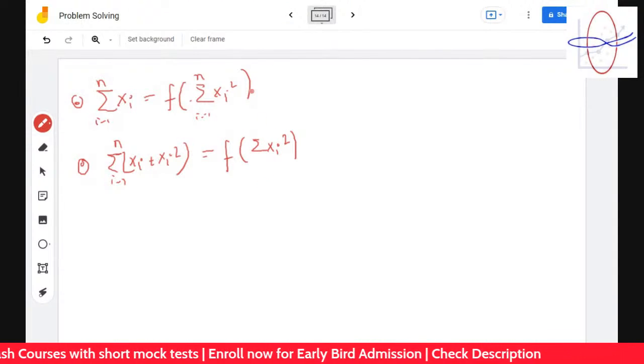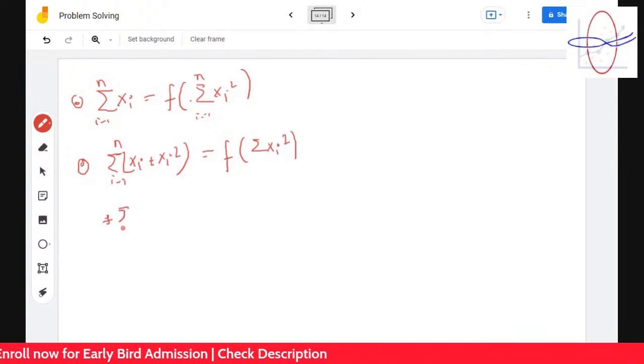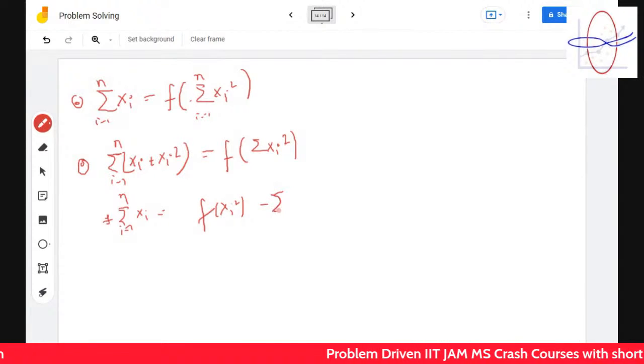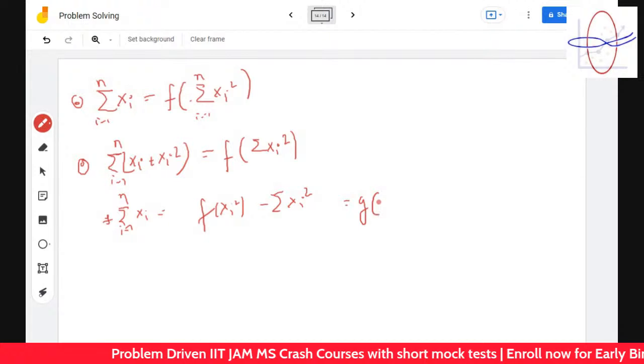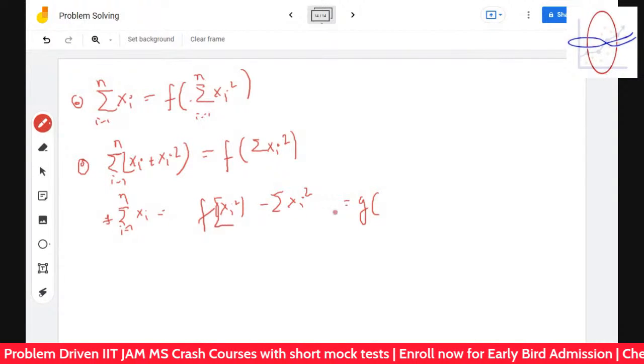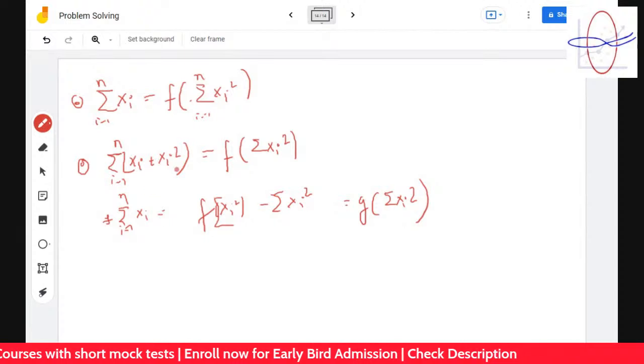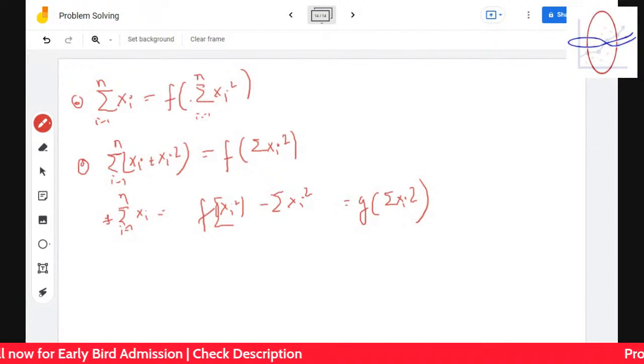Okay. So if this is a function, then you can write summation xi as also this, which is another function of summation xi square. So therefore, if this is sufficient, this must also be sufficient. If this is not sufficient, this is also not sufficient. Okay? Did you understand this, guys?